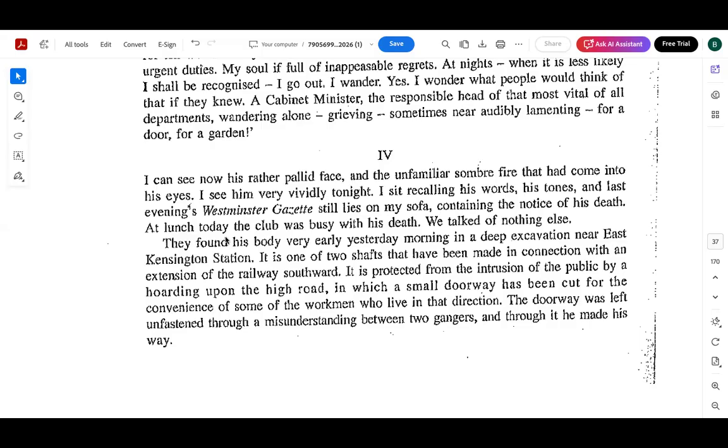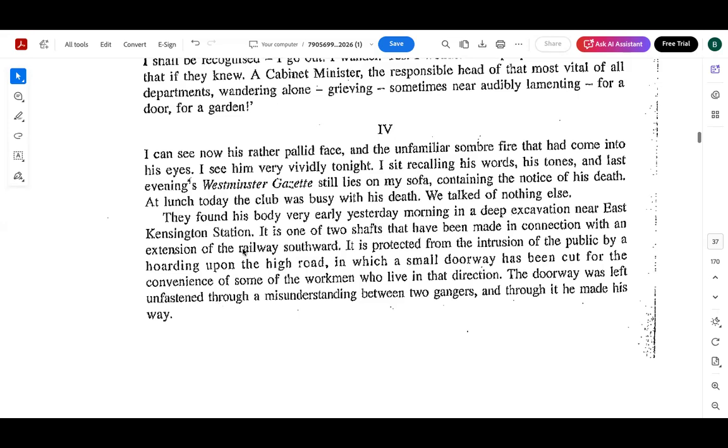At lunch today the club was busy with his death. We talked of nothing else. They found his body very early yesterday morning in a deep excavation near East Kensington Station. It is one of the two shafts that have been made in connection with an extension of the railways southward. It is protected from the intrusion of the public by a hoarding upon the high road, in which a small doorway has been cut for the convenience of some of the workmen who live in that direction. The doorway was left unfastened through a misunderstanding between two gangers, and through it he made his way.